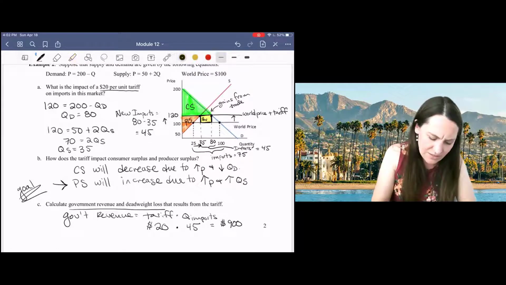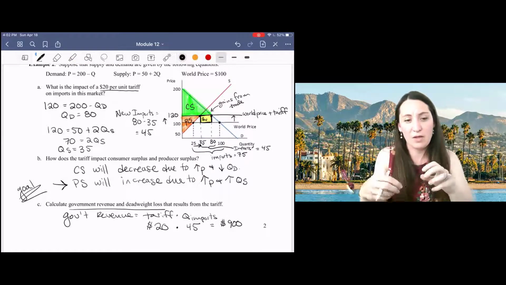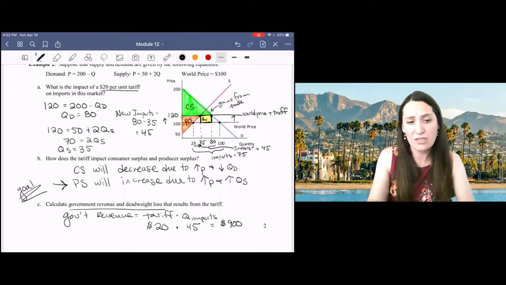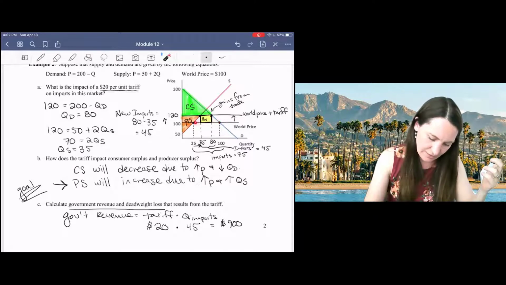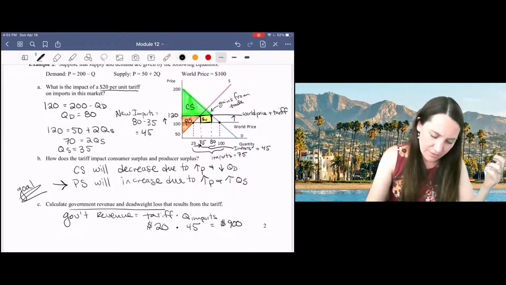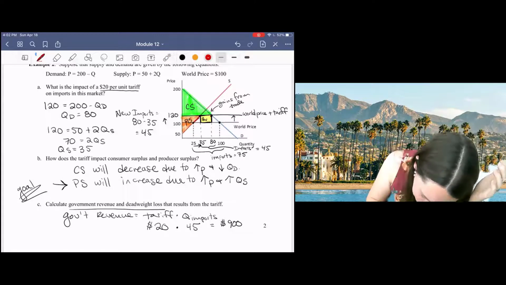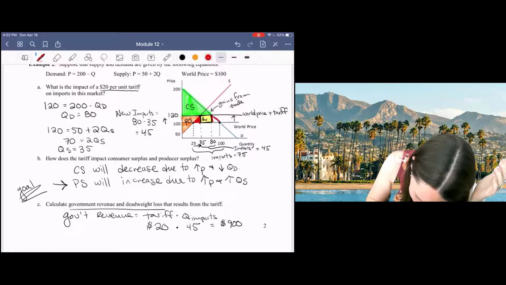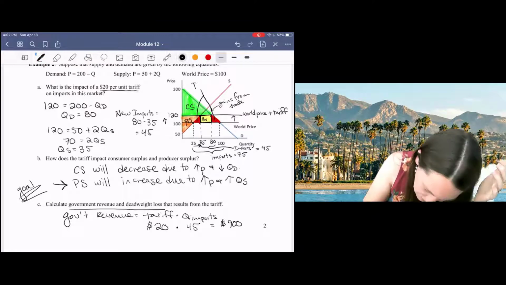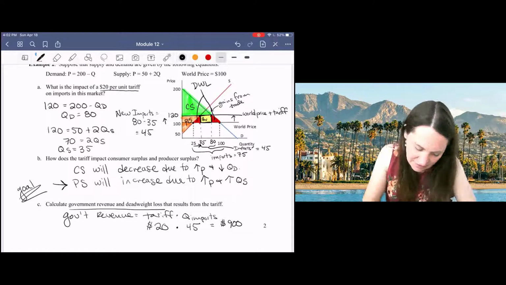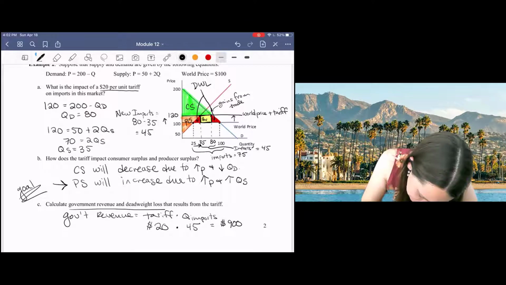And our deadweight loss then, if we think about comparing this area of total surplus to what we had with open trade, right? We used to have this whole area. You can see that we're missing these two triangles here on either side of government revenue. So those are our deadweight loss triangles. And I usually just try to label it like this, deadweight loss.